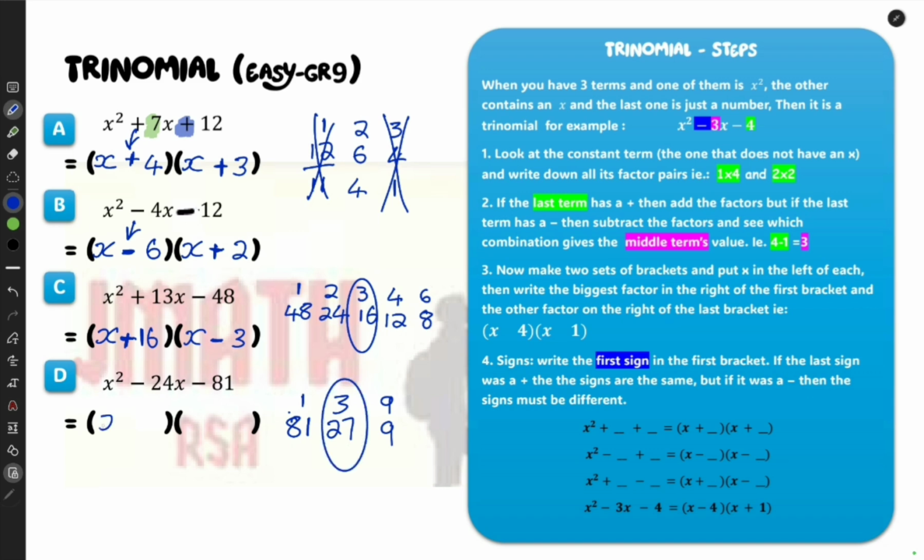So it's going to be an x and an x, 27 and a 3. First sign is the same because it's a minus, and then because it ends on a minus, the signs must be different. There we go. Those are the easy trinomials.